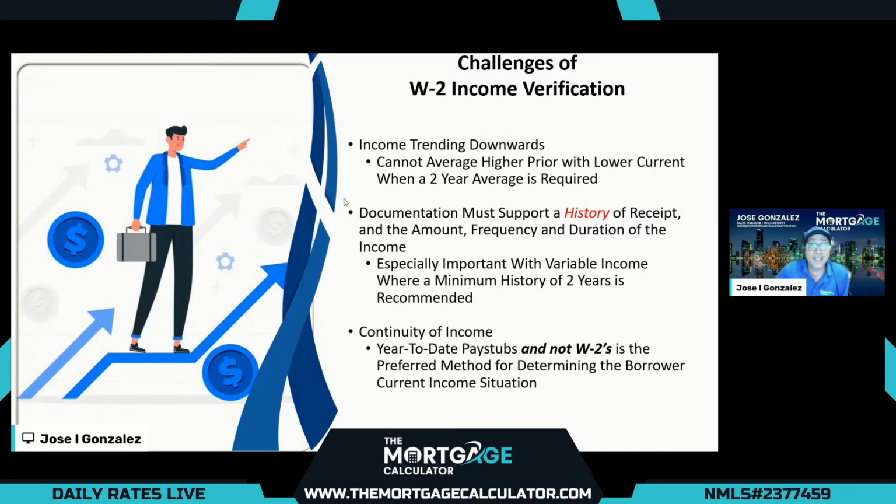Another challenge is that the documentation must support a history of receipt and the amount, frequency, and duration of the income type. Again, especially important with variable income, where a minimum history of 2 years is recommended. And this is also going to come into play with continuity and the trend. But here we're talking about, is it every 2 weeks that you're getting that bonus? Is it every 3 months? Is that something that's going to continue, right?